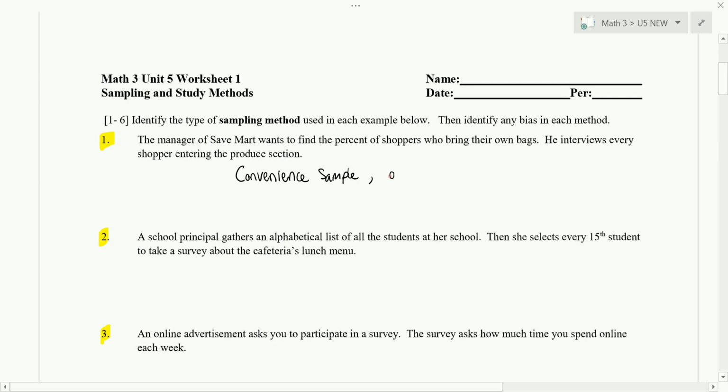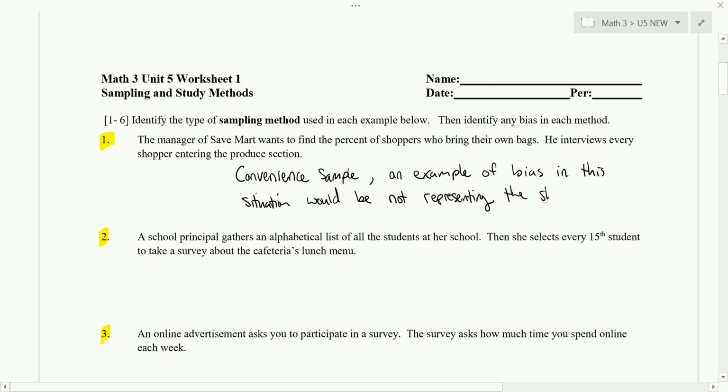Convenience sampling, an example of bias in this method or in this situation would be not representing the shoppers who did not go to the produce section.